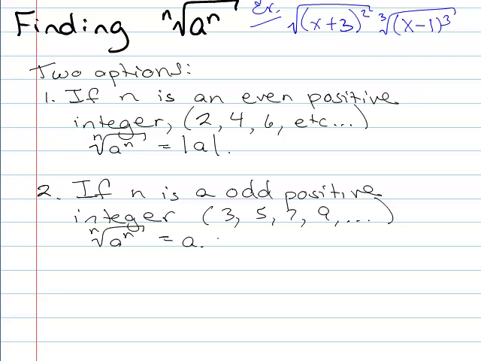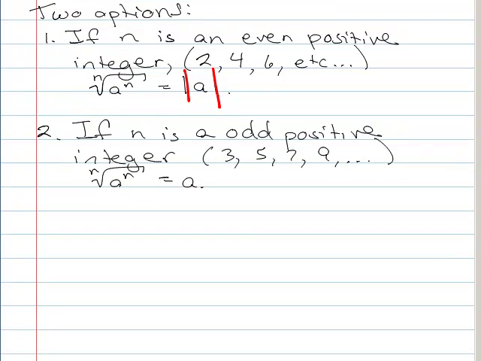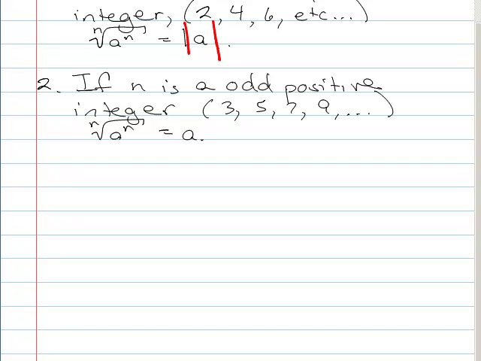So really the biggest thing to remember is if you're square rooting something or fourth rooting something, your answer has to be positive. So we force in those absolute value signs to make it positive. But if you're third rooting or fifth rooting, we don't care if it's positive or negative. Either one is fine, so we just leave it as a by itself. So we'll work a couple of examples right quick.